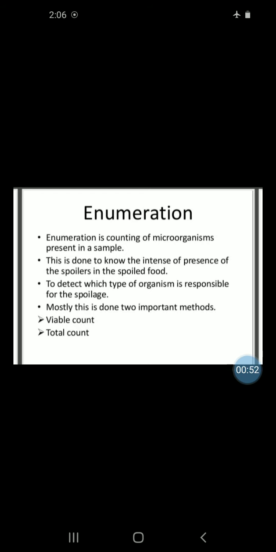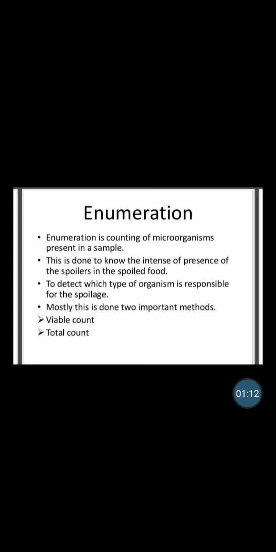This is done to know the intensity of the presence of spoilers in spoiled food. Second, to detect which type of organism is responsible for the spoilage. And third, there are two main methods used for enumeration or measurement, that is, the viable count method and the total count method.